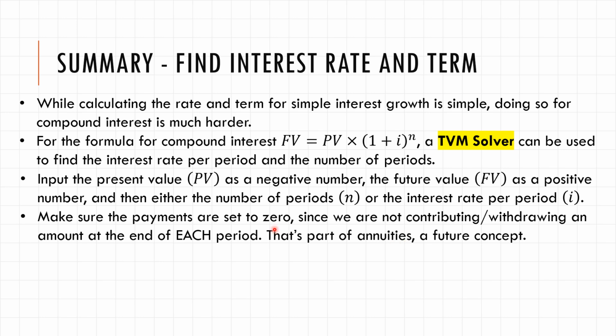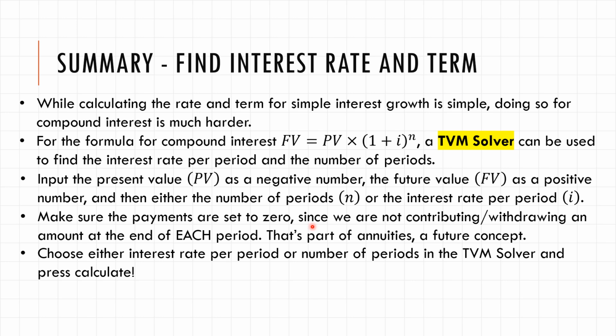So just make sure that you've got 3 out of these 4 put in and that payments are set to 0. And then click on the other one that you did not have the value for. And the TVM solver will calculate and tell you exactly what that value is.